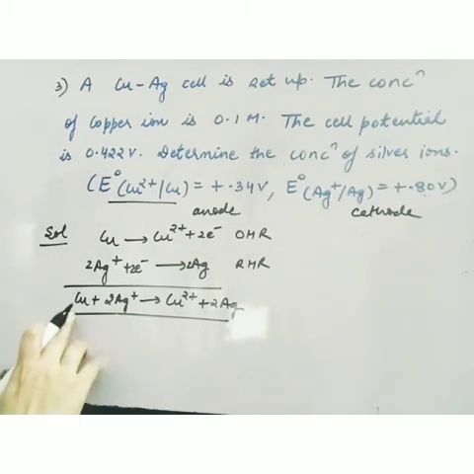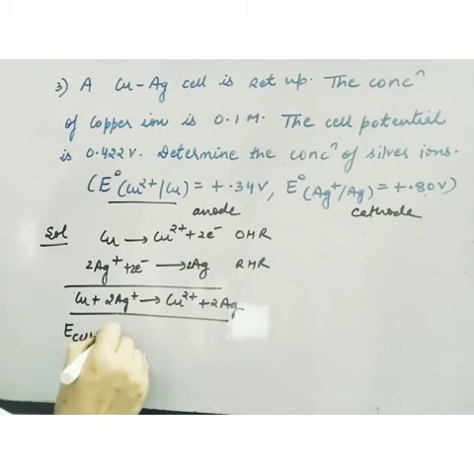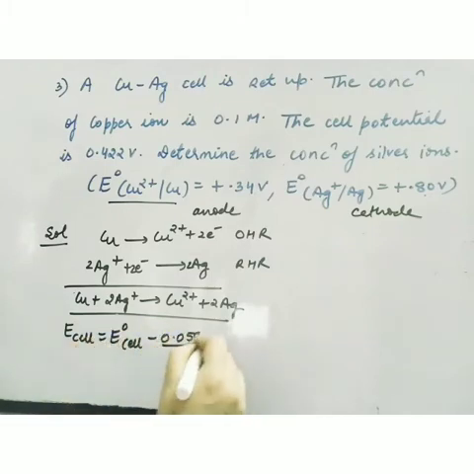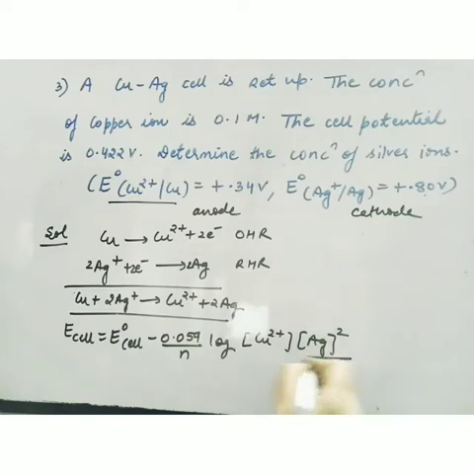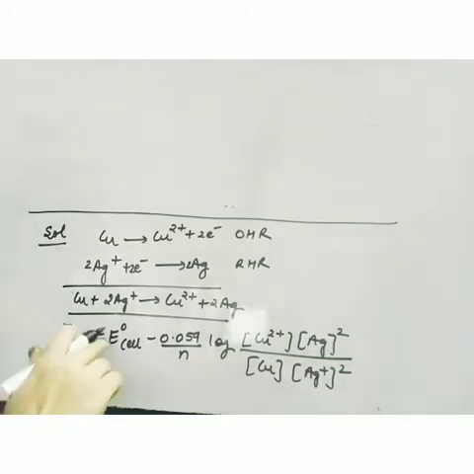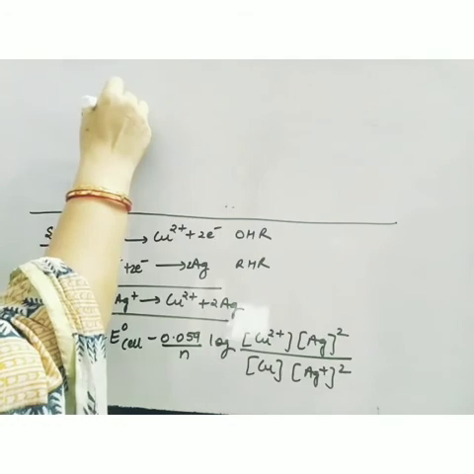Okay, now what we'll do, we'll write the Nernst equation. E cell is equal to E naught cell minus 0.059 upon number of electrons log. Now concentration of Cu2 plus into Ag2 upon concentration of Cu into Ag plus whole power 2. Now we will substitute the values. So EMF of cell is 0.422. It is given to us.